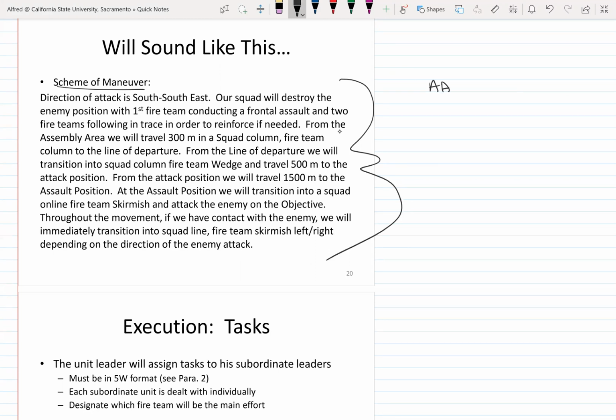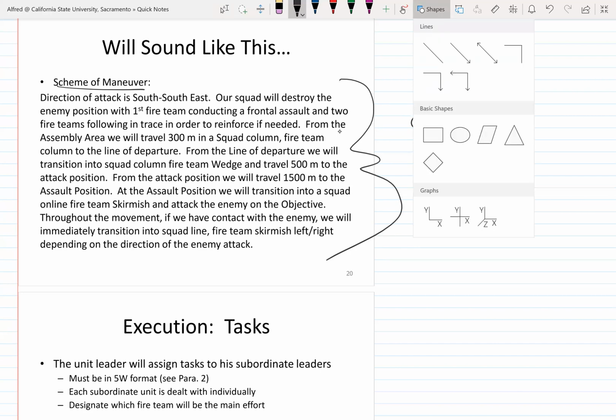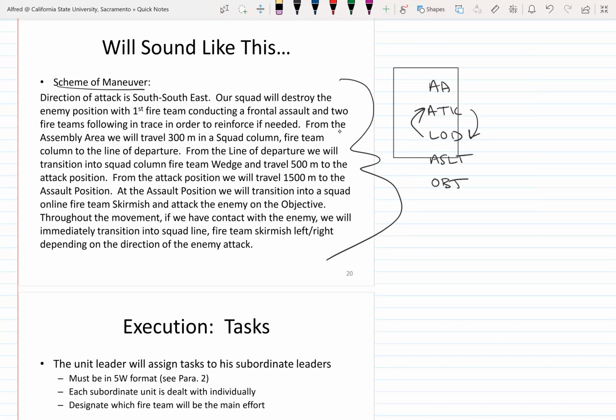This is what I'm pretty sure it is: assembly to attack to LOD to assault to objective. That's what we were taught. Well, some people get these two flipped, with assembly to assault and then LOD to attack. Yeah, exactly. But I don't know. And really, I don't see the difference because it kind of works either way. So unless any of you guys find out at OCS this summer and figure it out for sure, let me know, because I'll probably forget the question by then.